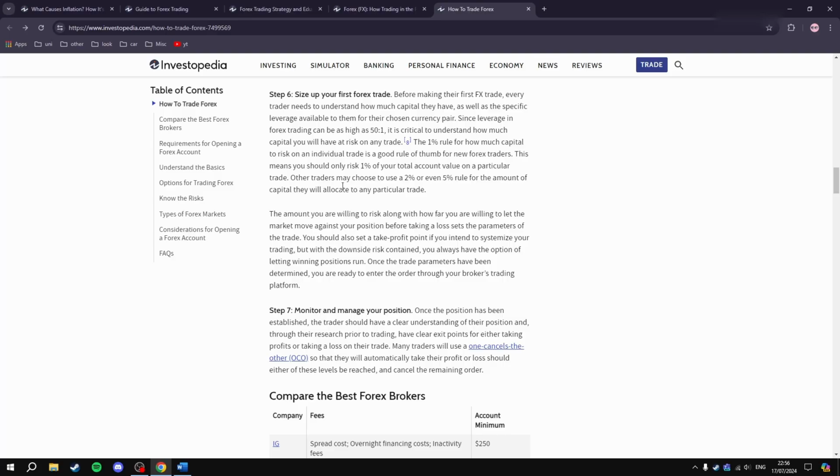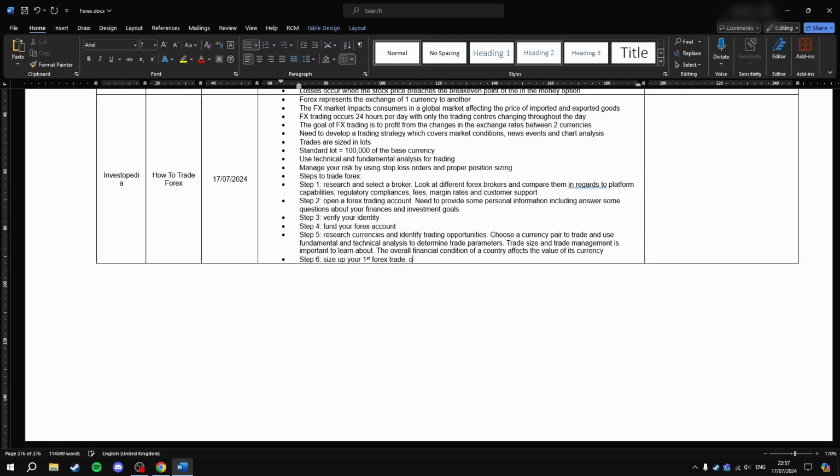The 1% rule for how much capital to risk on an individual trade is a good rule of thumb for new Forex traders. This means you should only risk 1% of your total account value on a particular trade. Other traders may choose to use a 2% or even 5% rule for the amount of capital they will allocate to any particular trade. Only risk 1% of your total capital per trade.